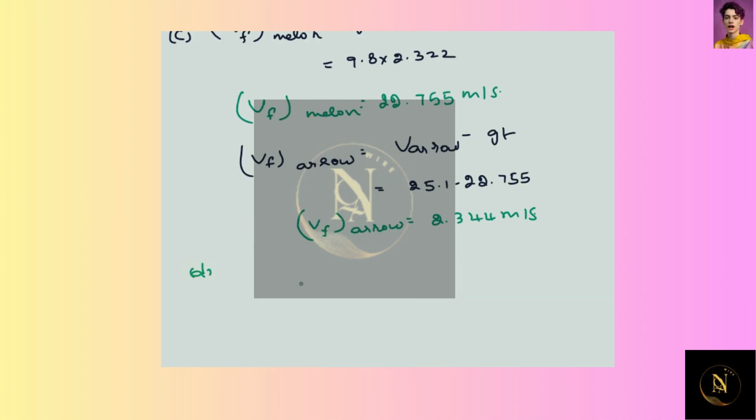Now for part D we need to create a graph. So let the x-axis represent the time t and the y-axis the height. So here it will be of the form, this is the melon and this is the arrow. So this point, that is the intersection point, will be at 31.862, where t is 2.322.